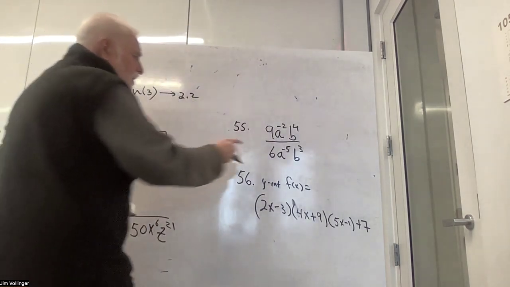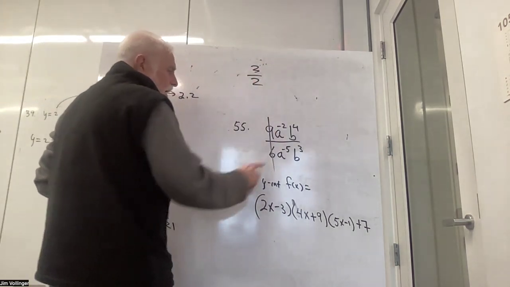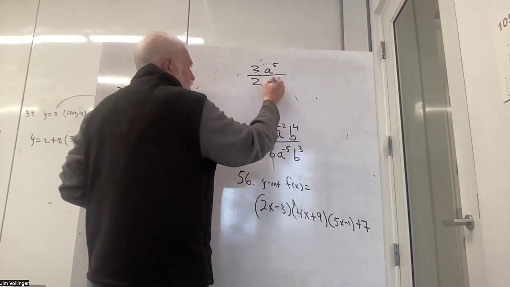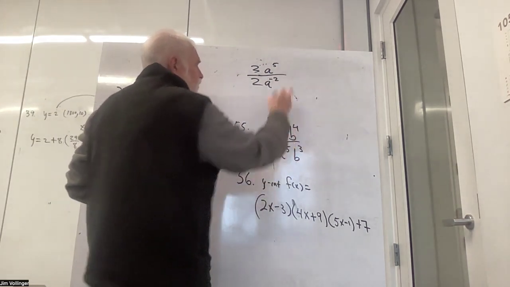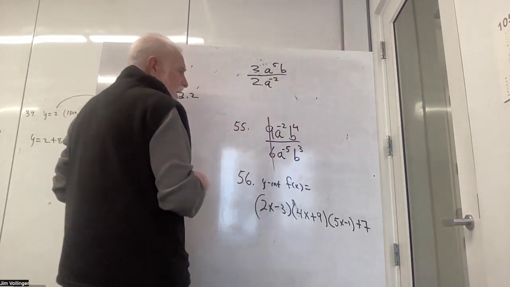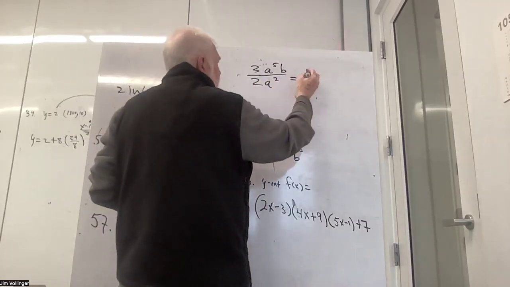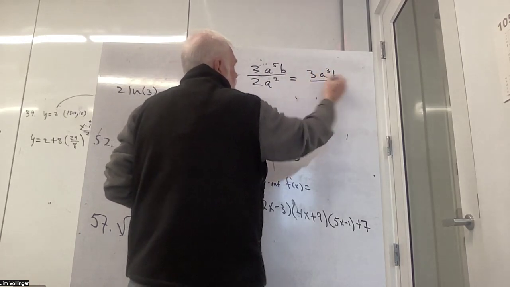52, 53. So what's this one? Well, that's 3 over 2. I can do that. I can move the a to the minus 5 here. I can move a to the minus 2 here. We talked about that in previous videos. And I can see b to the 4 over b to the 3. There's one more b there. And I forgot to change the sign later in the video. And so now I can see my answer is 3a cubed b over 2.